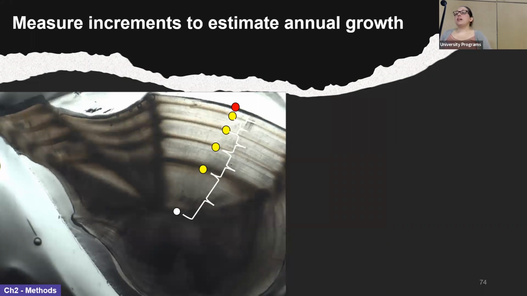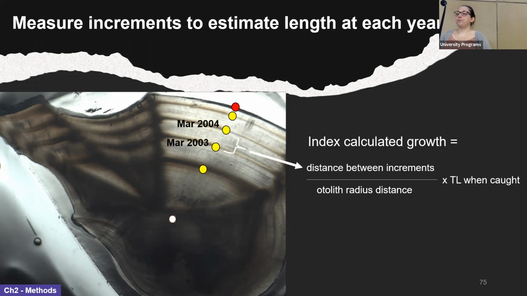So in this study, we are estimating annual growth as being proportional to the annual otolith growth. If we measure the distance from the core or the center of the otolith, which is marked here as a white dot, to the outer edge of the otolith, represented by that red dot, we then have a proportion of otolith size to total length when caught. And we can measure the distance to each ring and calculate the approximate length of the fish at each age.